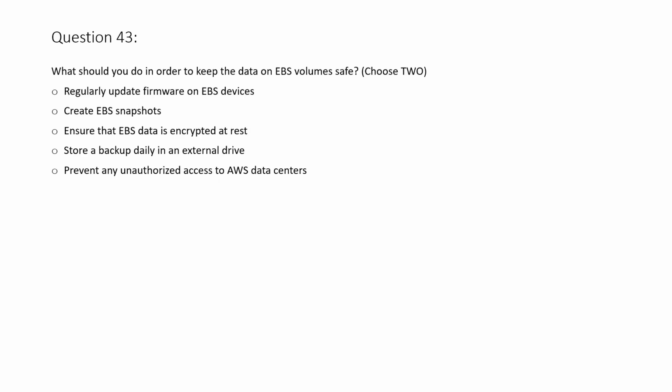Question 43. What should you do in order to keep the data on EBS volumes safe? We need to choose two options. Option A, regularly update the firmware on EBS devices. Option B, create EBS snapshots. Option C, ensure that EBS data is encrypted at rest. Option D, store a backup of data daily in an external drive. Option E, prevent any unauthorized access to the AWS data center.